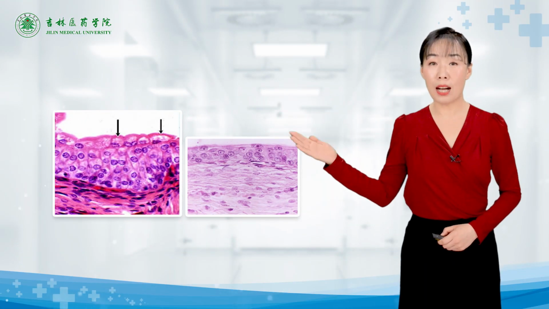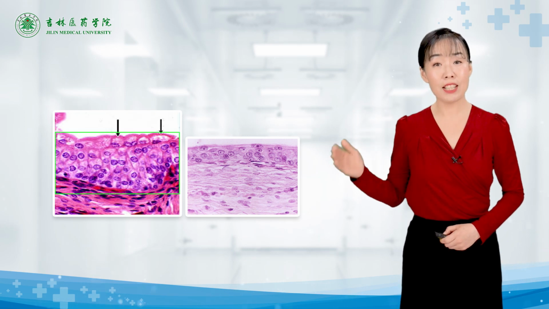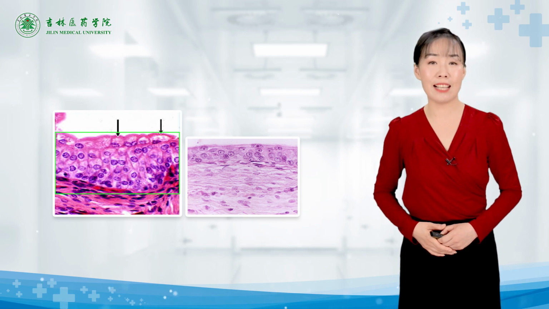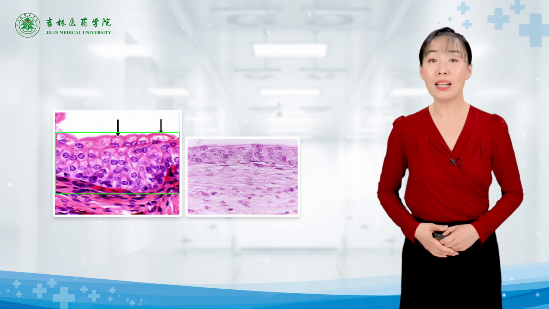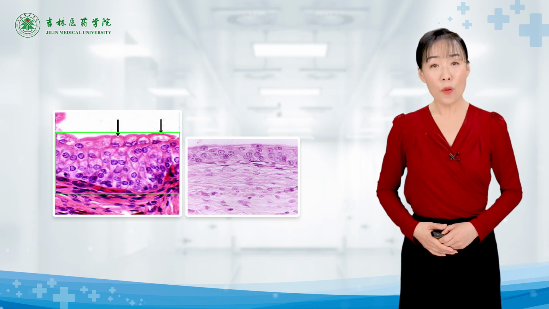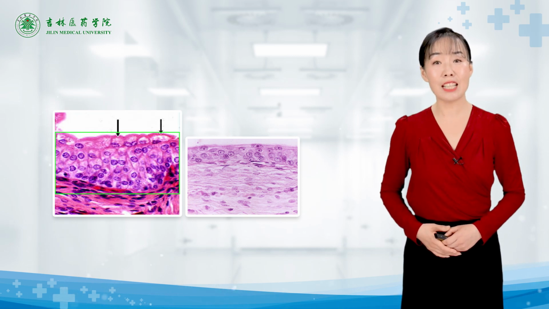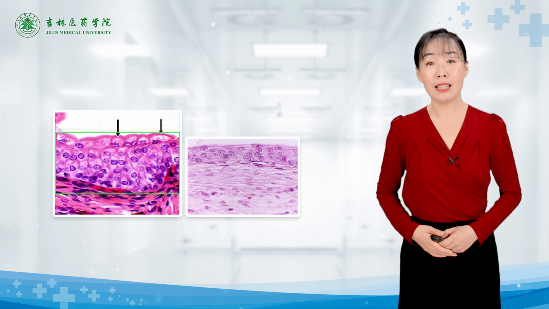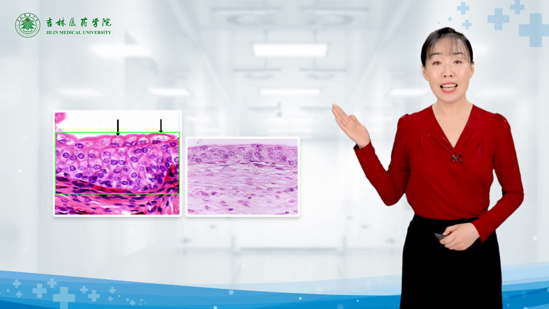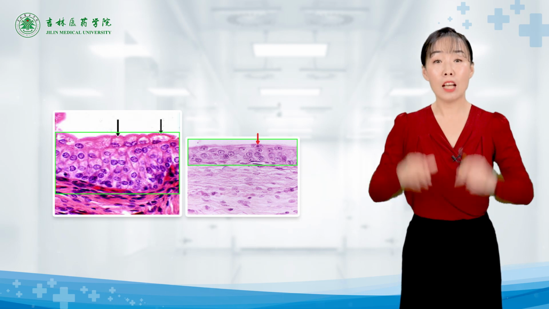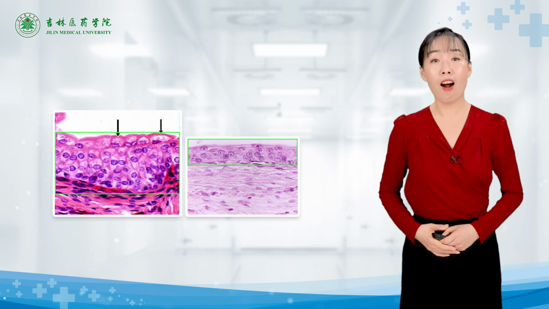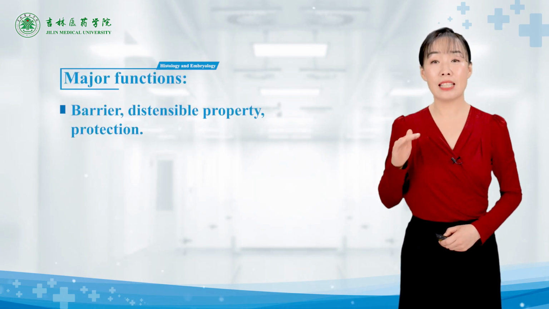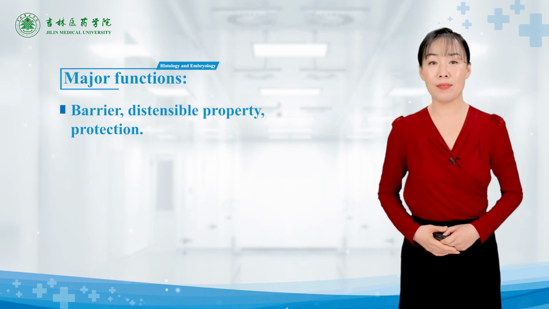This is the micrograph of urinary bladder. The left is in the relaxed state. The arrow indicates the dome-shaped cells, which can cover several subjacent cells. We can see the condensed and darker cytoplasm above the nucleus, which can prevent urine erosion. The right is in the distended state. The dome-shaped cells are flattened. Major functions include barrier, distensible property, and protection.